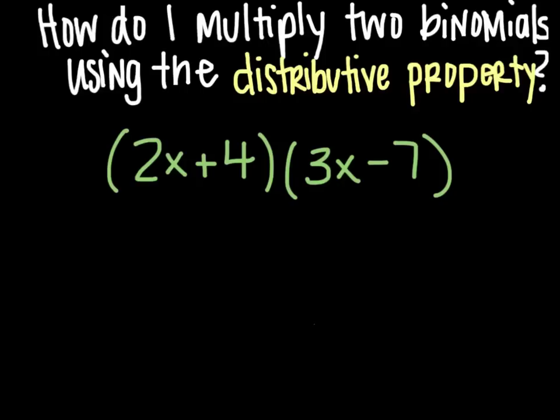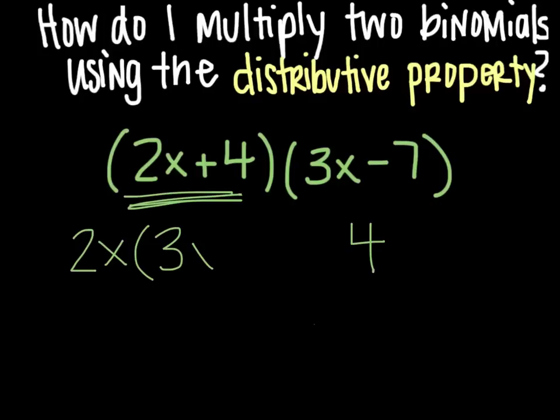This is the first one, which is using the distributive property. What you're going to do is take your problem and break it into two pieces. You'll take one of your binomials, it doesn't really matter which one. I'm going to take this first one here, and break it apart into 2x and then 4. And then you're going to distribute the 2x and distribute the 4 to the pieces of the second binomial, so 3x minus 7. You're going to do that on both of them.